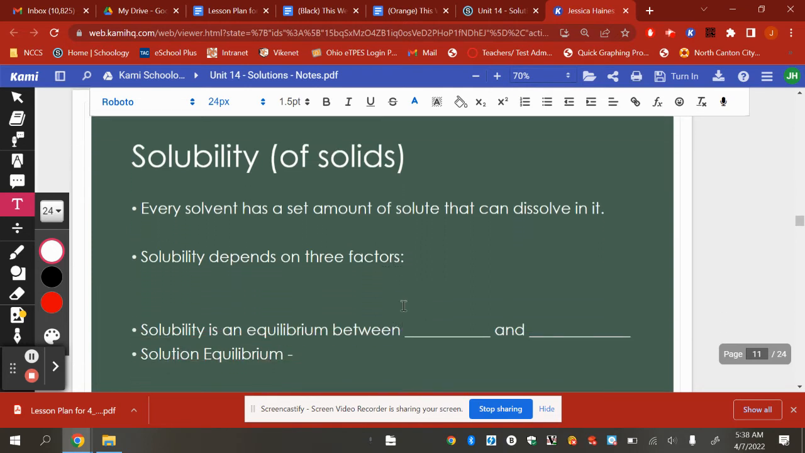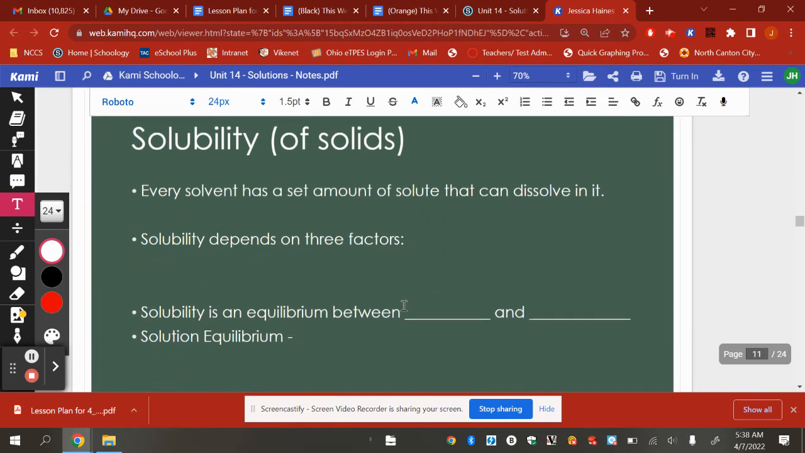Every solvent has a set amount of solute that can dissolve in it. So basically, there's a reason why they put on the Kool-Aid packet, add 2 cups of sugar. That doesn't mean you're supposed to add 4 cups of sugar, because what's going to happen with all of that sugar that you added that was beyond the amount that they said on the packaging? Well, it's all just going to settle out at the bottom.